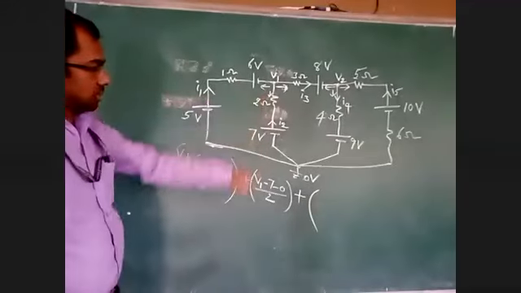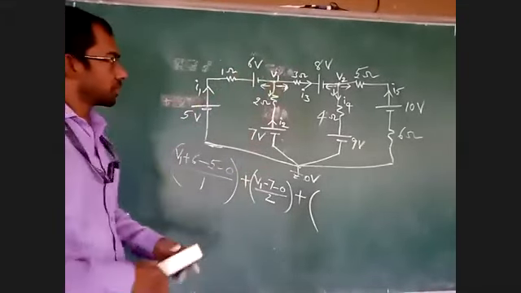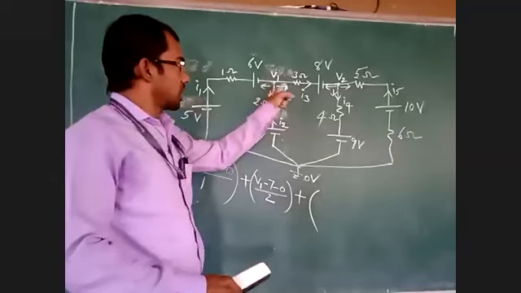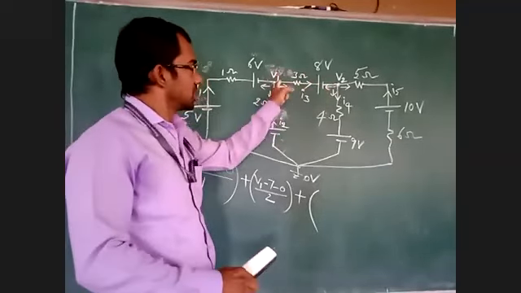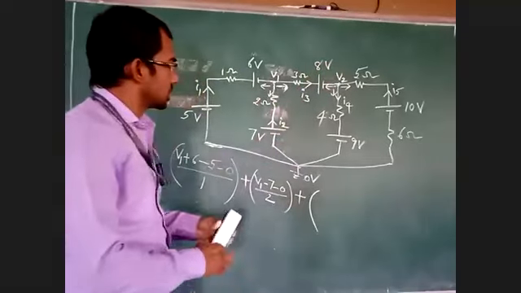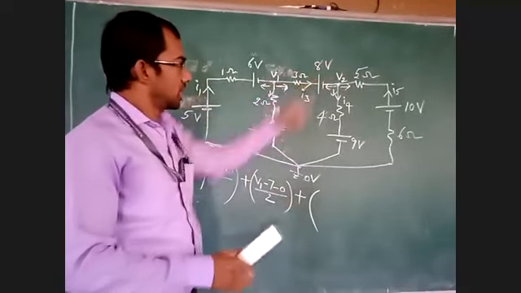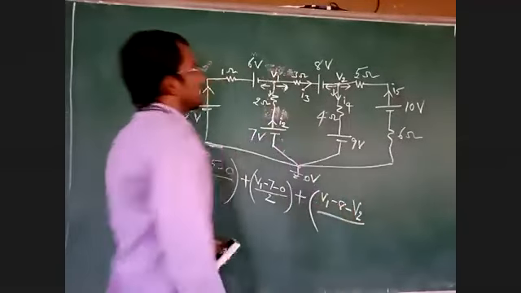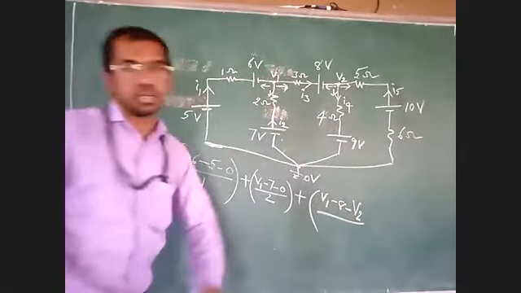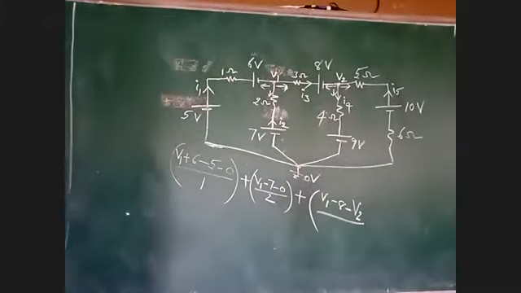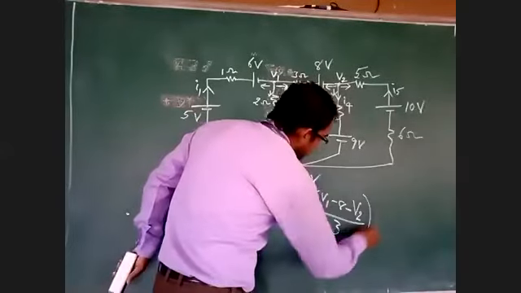This arrow is completed. Now come to this arrow. Your arrow is moving from V1 to V2. V1 is a higher potential, V2 is a lower potential. V1 minus 8 minus V2, divided by the resistance. What is the value of resistance? 3 ohms. Okay, this is your first equation.